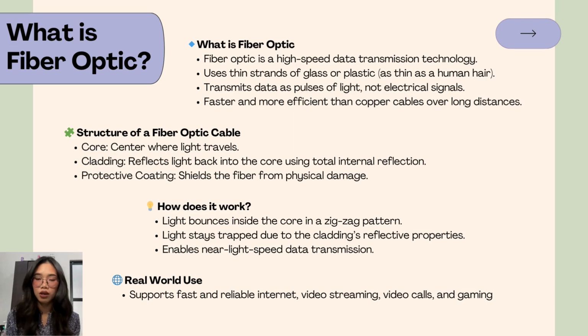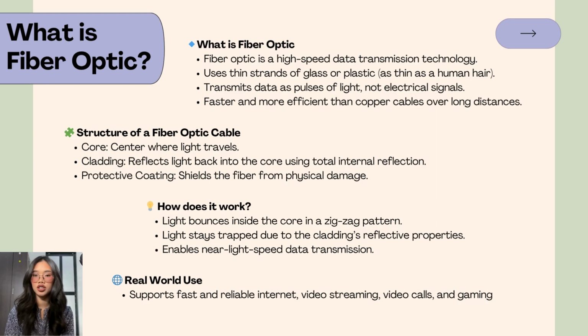In this slide, I will be talking about something that plays a big role in how we use the internet. What is fiber optic? Fiber optic is a high-speed data transmission technology. It uses very thin strands of glass or plastic, which are as thin as a strand of human hair. Instead of using electrical signals like copper cables, fiber optic transmits data as pulses of light. This makes them much faster and more efficient, especially over long distances.